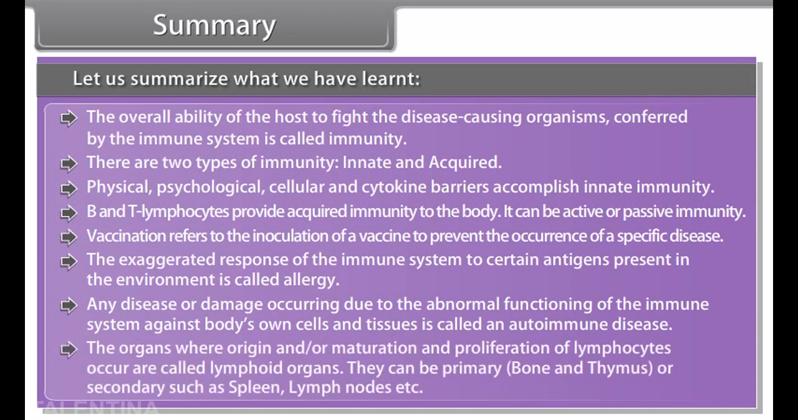The organs where origin and/or maturation and proliferation of lymphocytes occur are called lymphoid organs. They can be primary, bone marrow and thymus, or secondary, such as spleen, lymph nodes, etc.